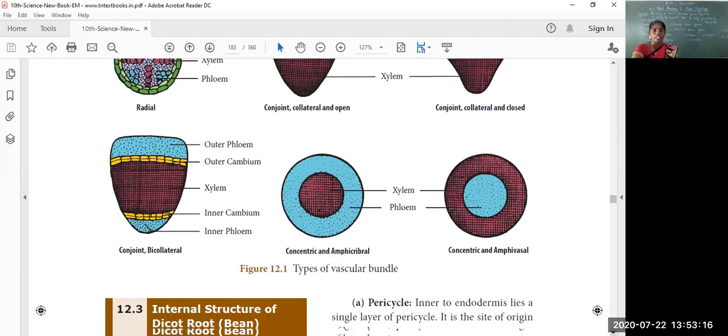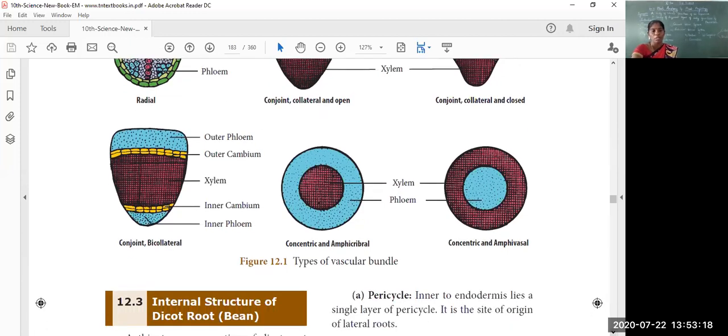Next, the internal structure of dicot root. What do we mean by dicotyledons and monocotyledons? Dicots means the seed contains two cotyledons. Monocot, the seed contains only one cotyledon. You may see the internal structure of dicot root and monocot root in the next class.